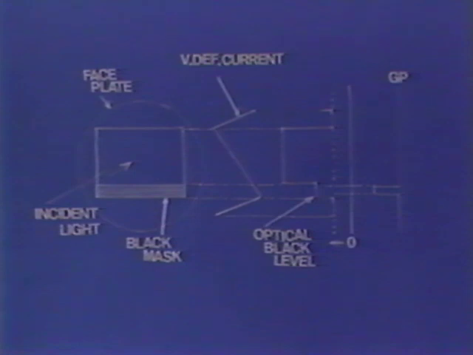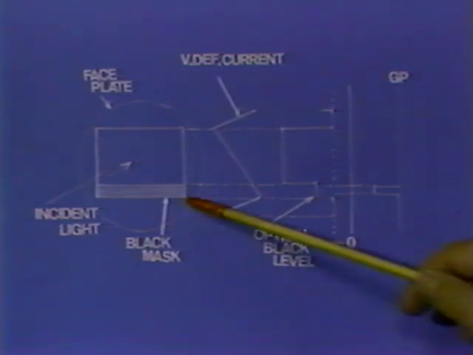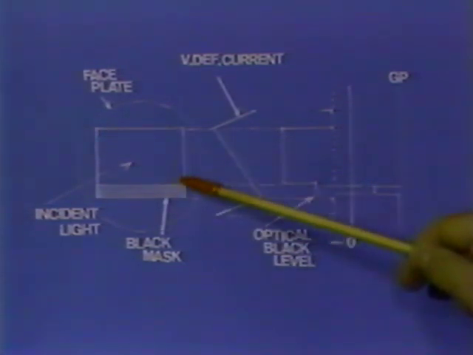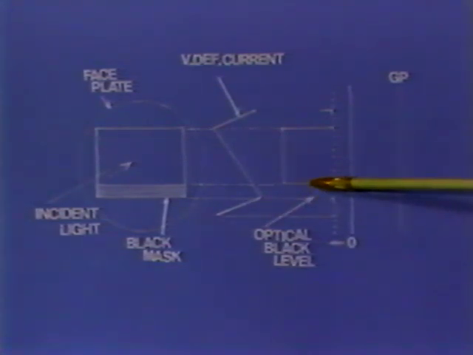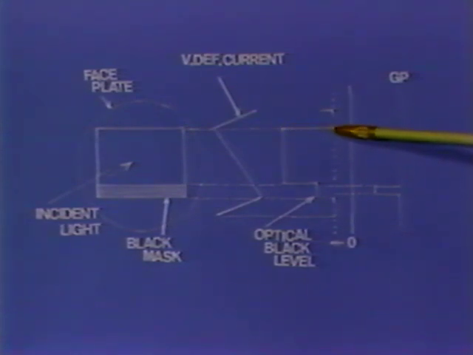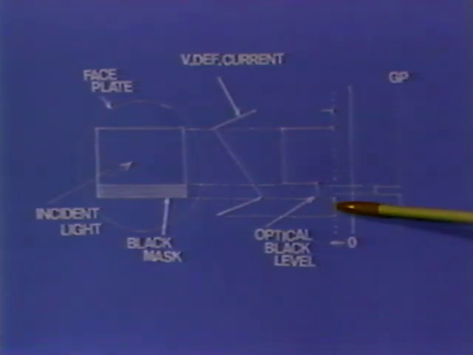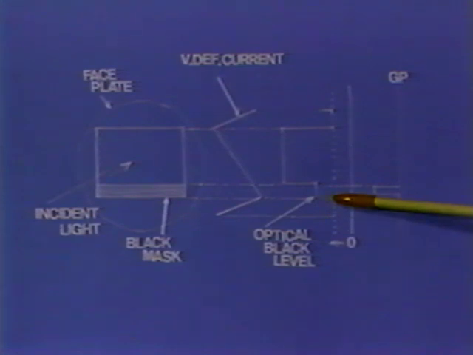Suppose this part is the Vidicon's scanning area. The signal obtained looks like this. This portion is the vertical blanking period, that is, the period that the Vidicon's beam cuts off. This portion is the signal that the incident light is shut out by the black mask, which means the level of the dark current.